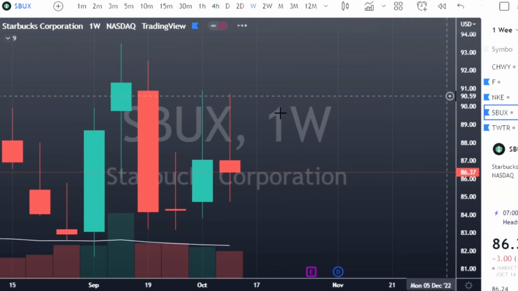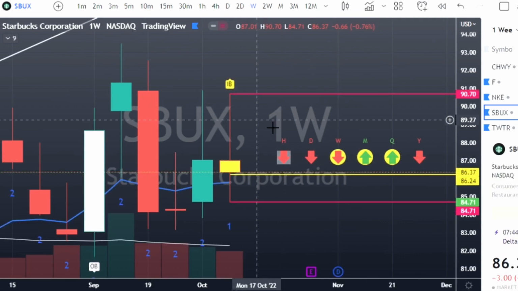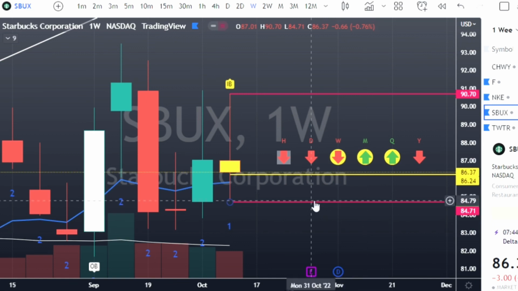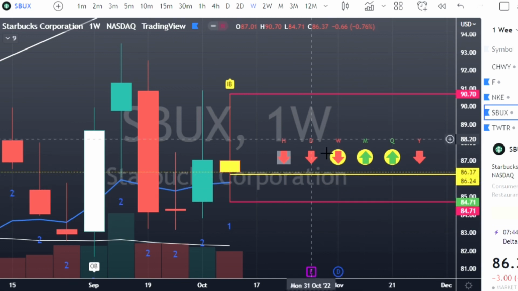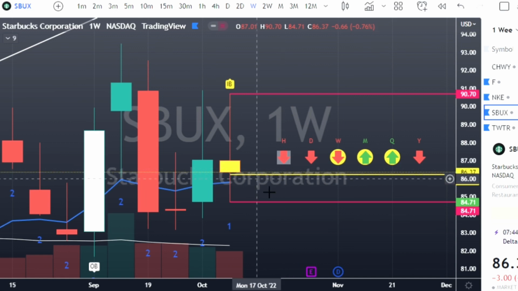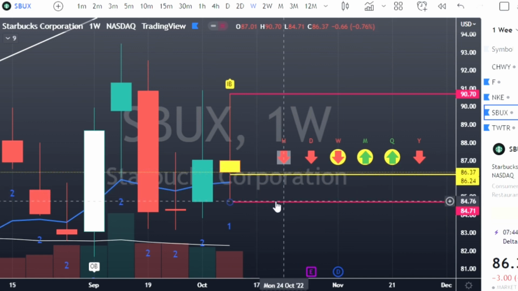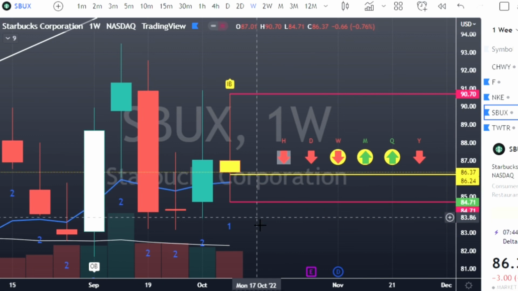Starbucks, SBUX, inside bar. We can take calls at 90.70, puts at 84.71. And again, same thing. We have a daily trigger. If we trigger on the daily on this yellow line, our first target on Starbucks is right here, 84.71. That's our first target on the daily, which is our trigger for the weekly, which could let us run all the way to 83.86. Okay, so that's on Starbucks.